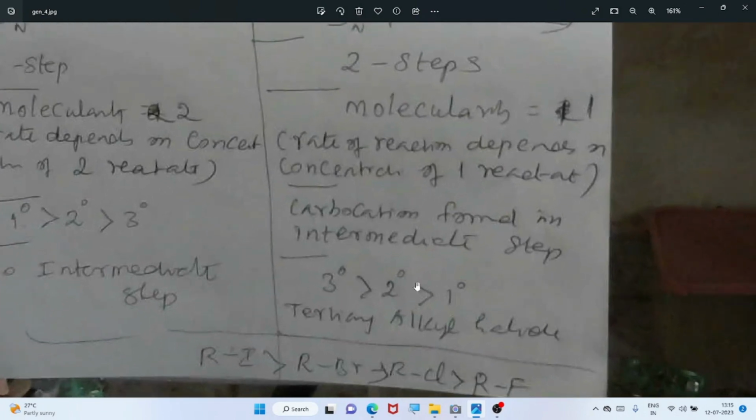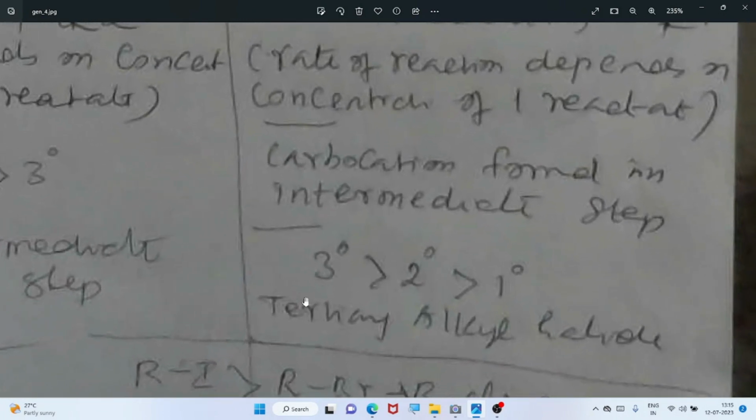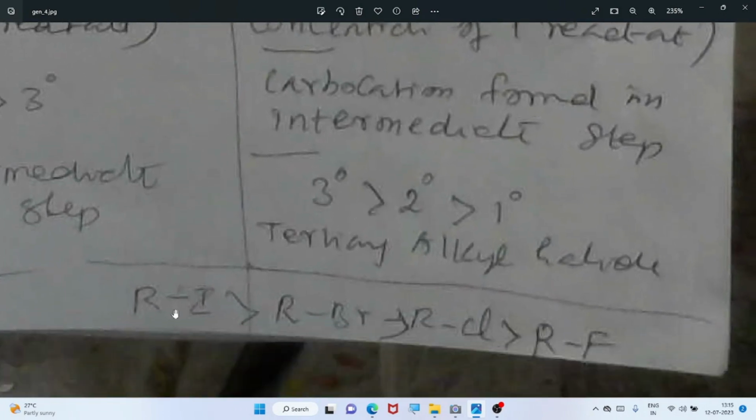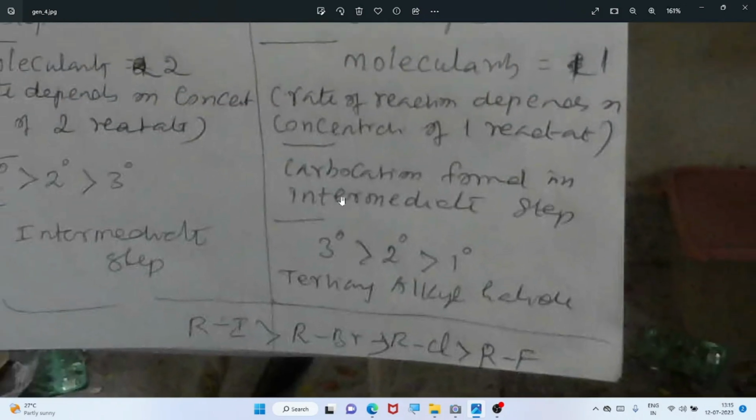But in the case of these halides, the RI reaction rate will be greater than RBr, and so on. This is applicable for both SN1 and SN2 reactions.